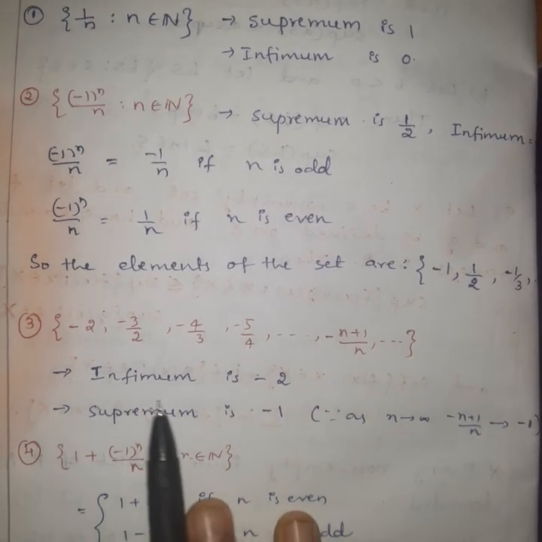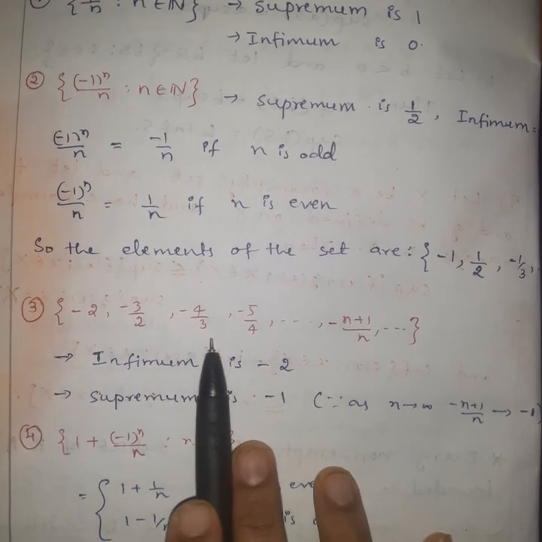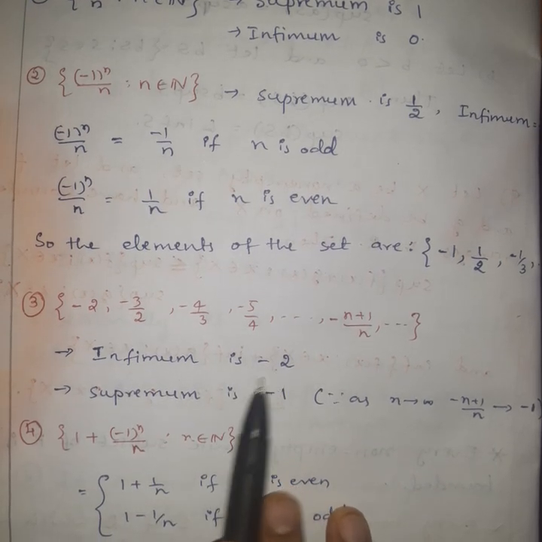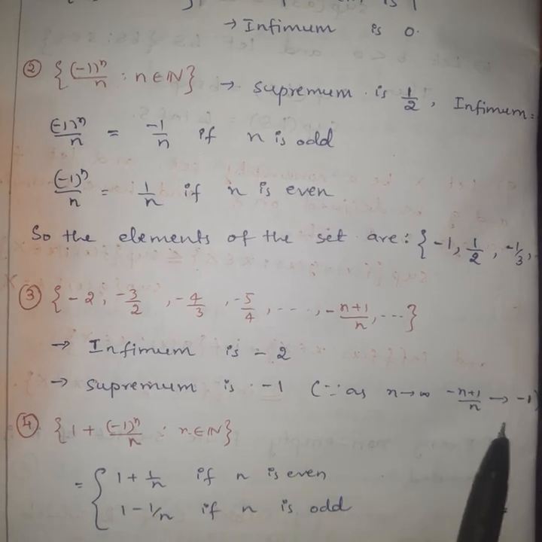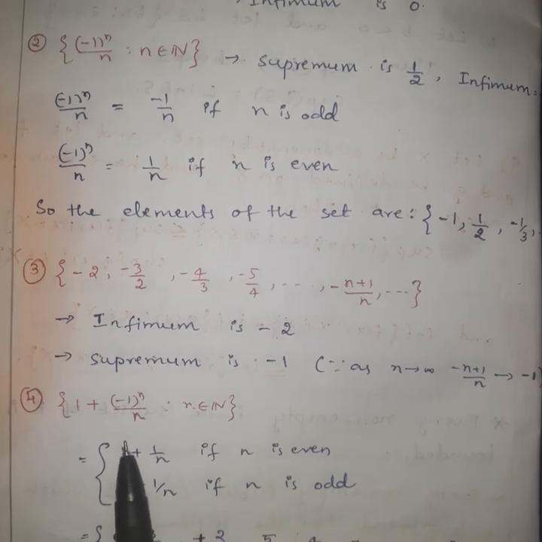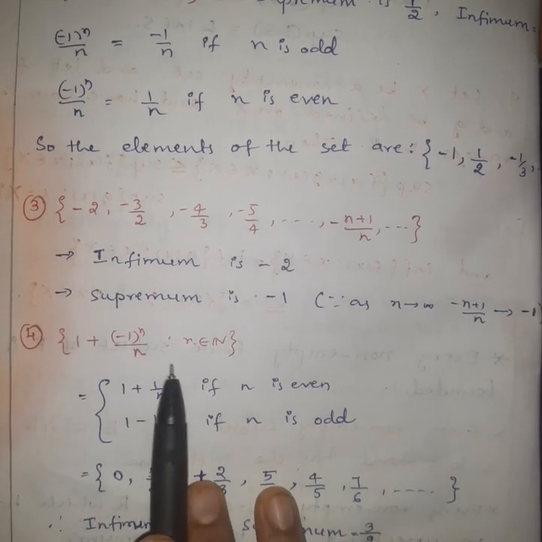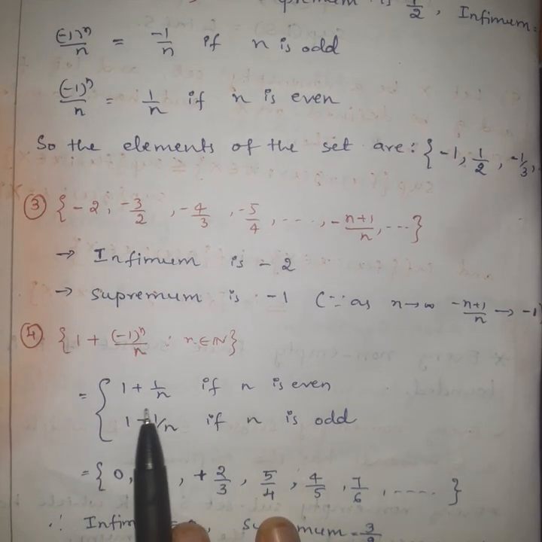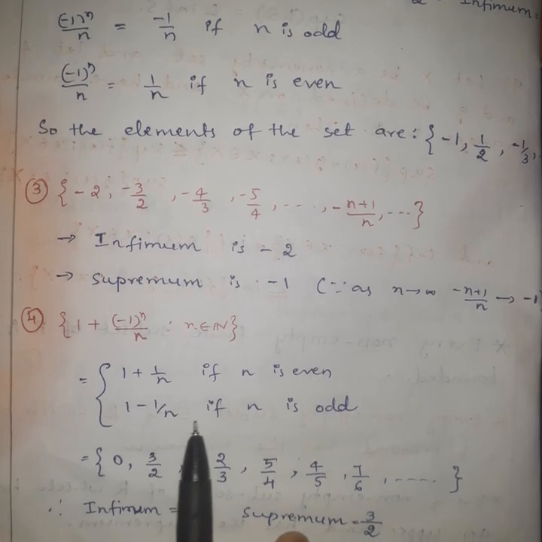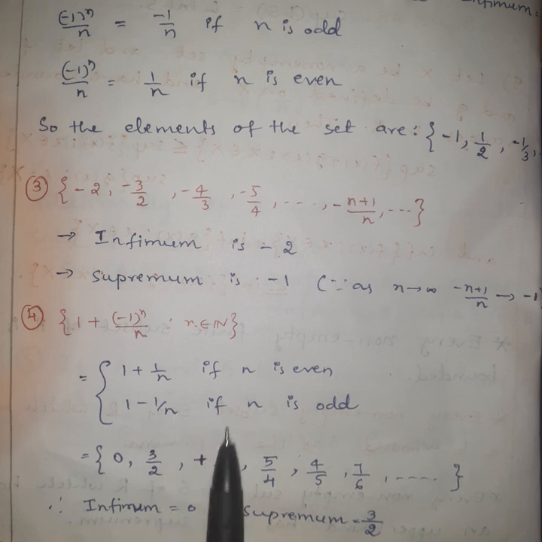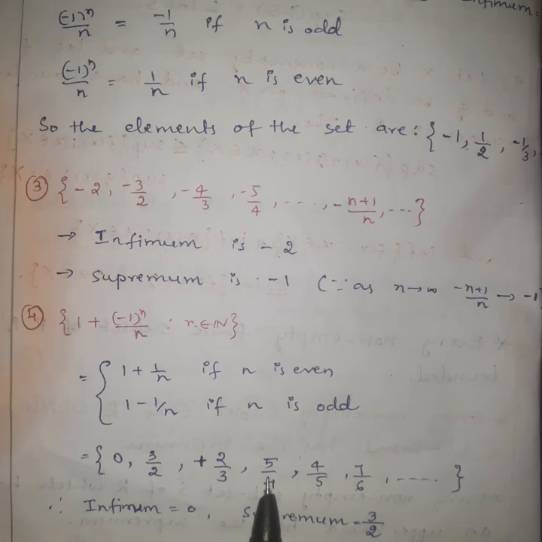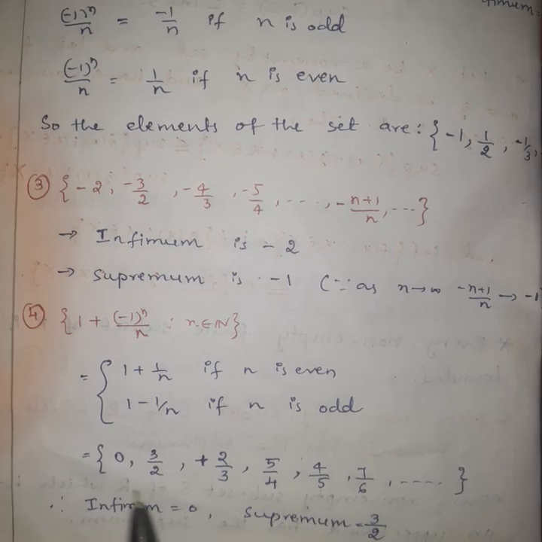Next the set minus 2, minus 3 by 2 and so on. So here infimum is minus 2, supremum is minus 1. As n tends to infinity, this minus (n plus 1) by n tends to minus 1. Next, the set 1 plus (minus 1) to the power n by n such that n belongs to N. 1 plus 1 by n if n is even, 1 minus 1 by n if n is odd. So if you put n equal to 1, n equal to 2 and so on, you will get these entries 0, 3 by 2, 2 by 3, 5 by 4 and so on. So here infimum is 0, supremum is 3 by 2.